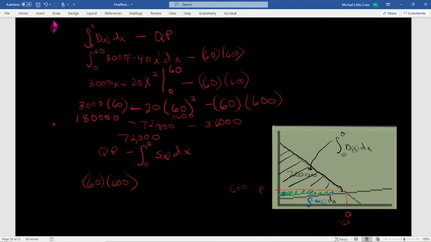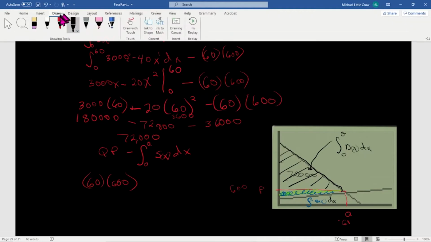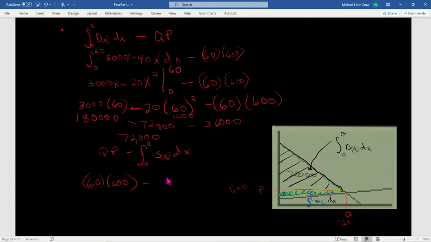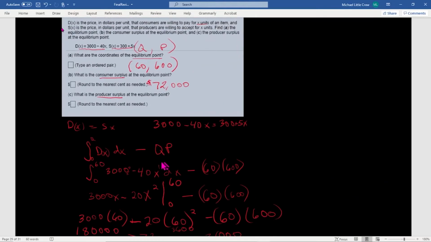Okay. Maybe you just fast forwarded through that. That's fine. Or maybe you just thought, oh, I could have fast forwarded through that. But anyway, the more you can see the picture, then you don't have to worry so much about these formulas. They'll come to you. S of x, what is our function? 300 plus 5x. Okay.